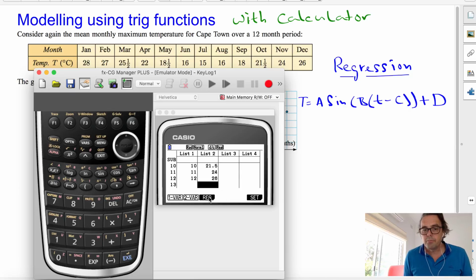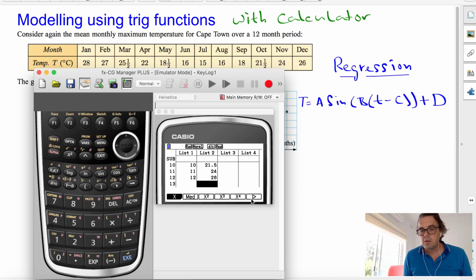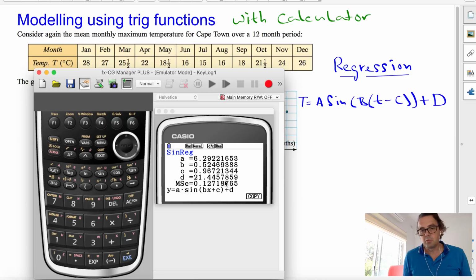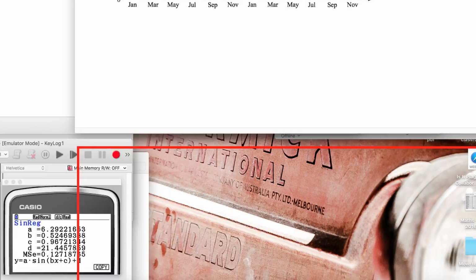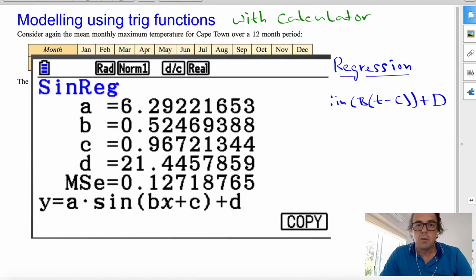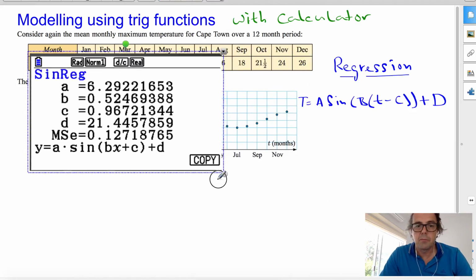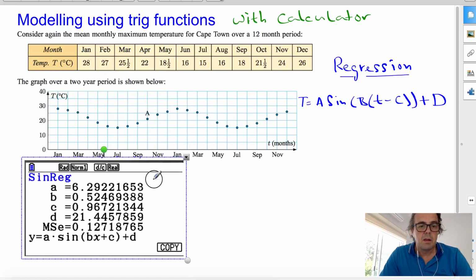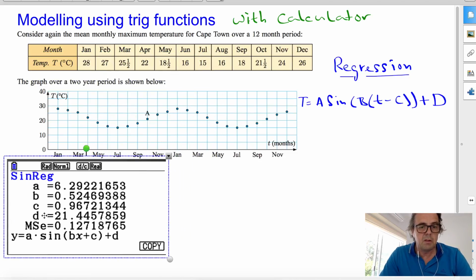Then you press regression, and then you have a choice of options: linear regression, quadratic, cubic, quartic, etc. And one of them is the sine regression, which I want here. So I press the sine regression, and there it comes up with the answer. Now that answer, I can do a screenshot of that answer, and I'll paste it in. So here we go. I'm going to paste it in my work for us to look at. And as you can see, it has given me the values for A, B, C, and D.